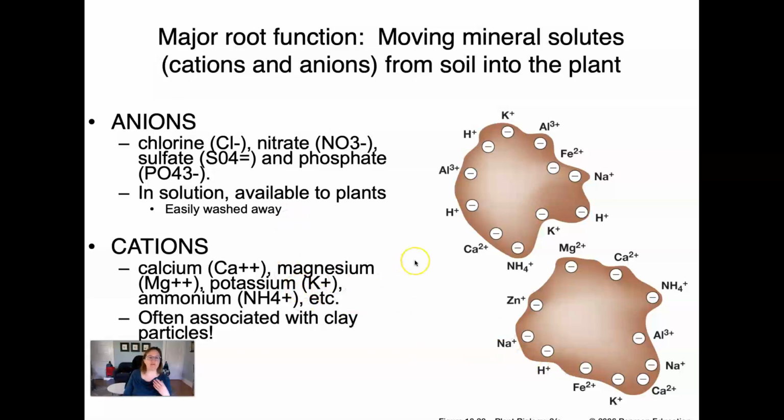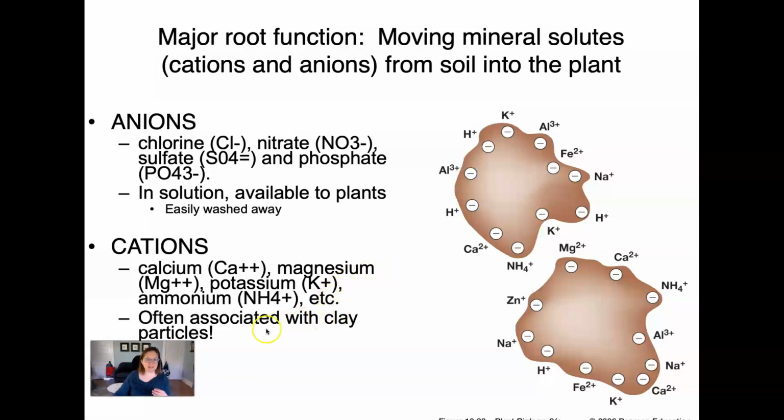Cations, so positive ions that are important for plants, include calcium, which is important for proton pumps, magnesium, which is important for chlorophyll. Remember that chlorophyll has a magnesium ion in the center of it, so that's obviously important to get up to the leaves. Potassium and ammonium are also very important for building proteins like rubisco and other important plant molecules.